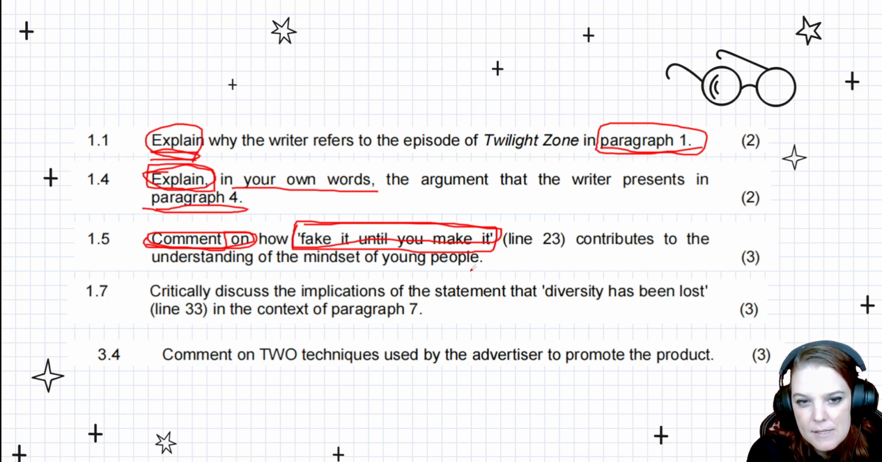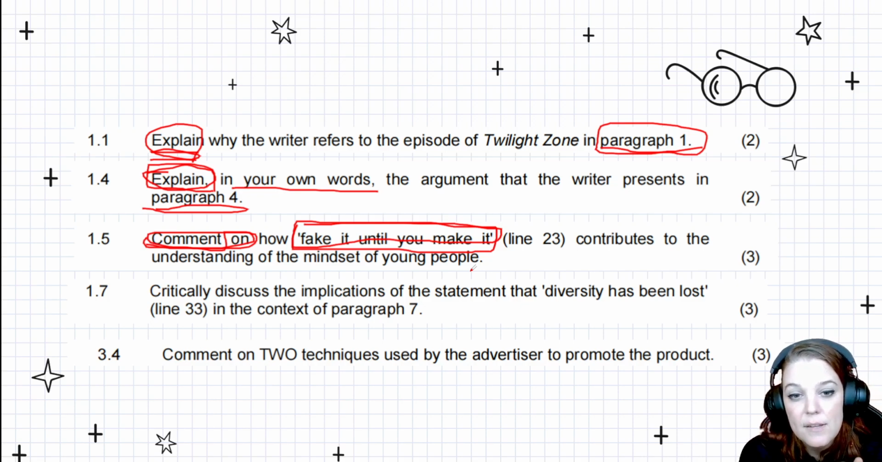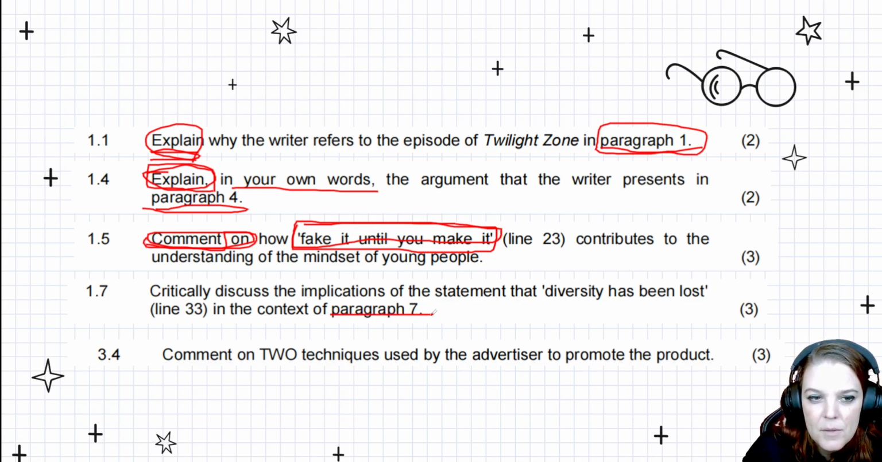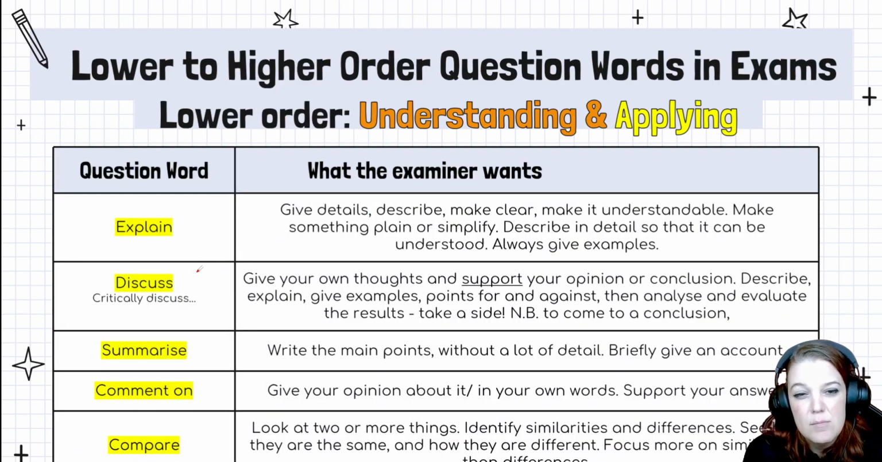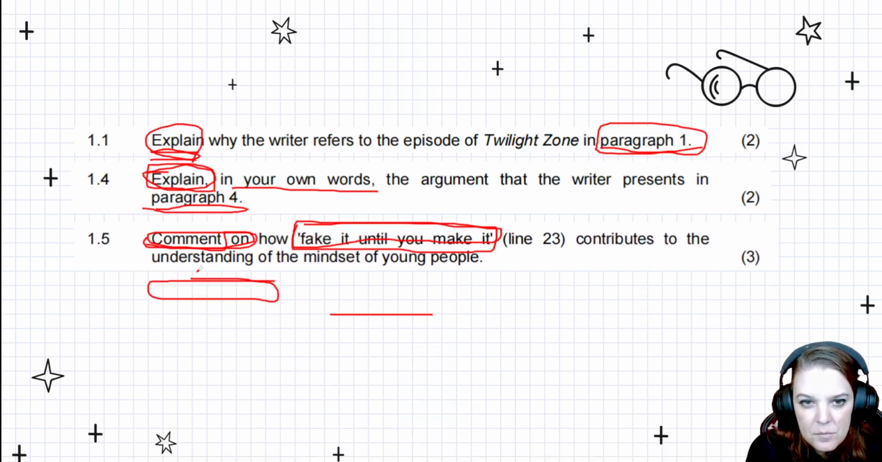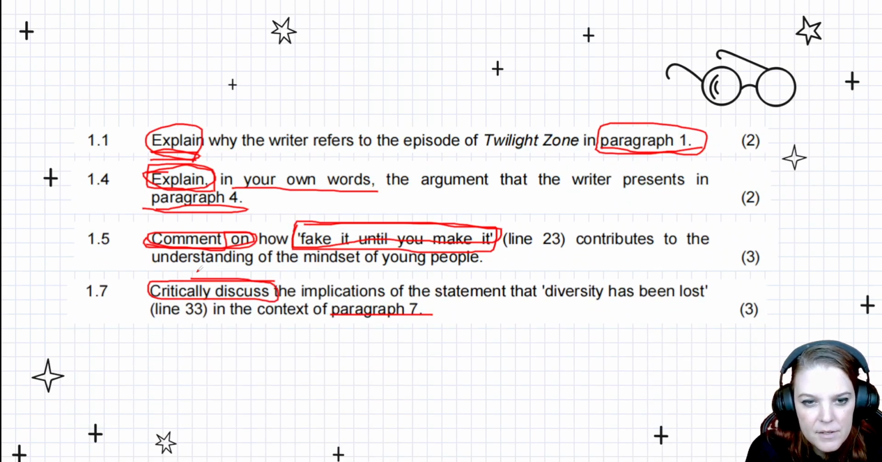Okay, so critically discuss the implications of the statement that diversity has been lost, line 33, in the context of paragraph 7. Okay, so again, focus on paragraph 7, focus on the question word, critically discuss. If we go back for a second, here we go. When we are critically discussing something, we are giving our own thoughts and opinions here, and we're supporting this with evidence from paragraph 7, or from that portion of the comprehension.